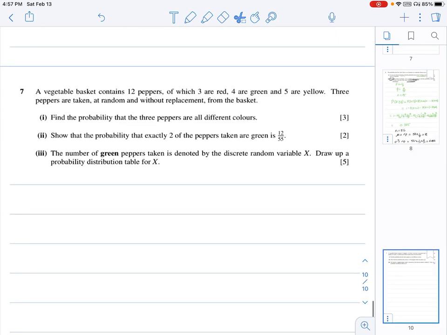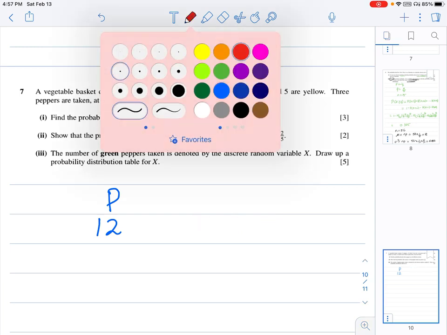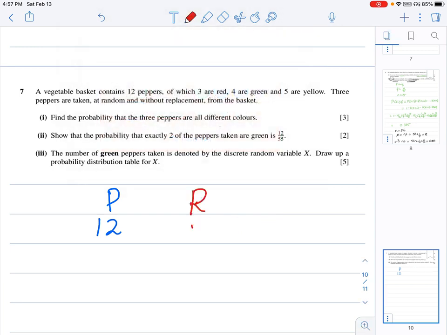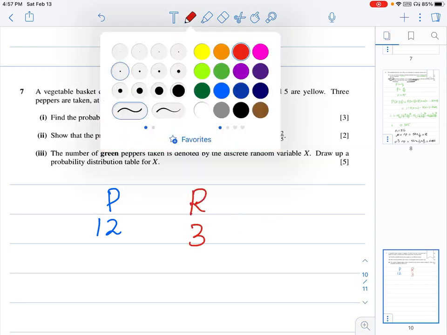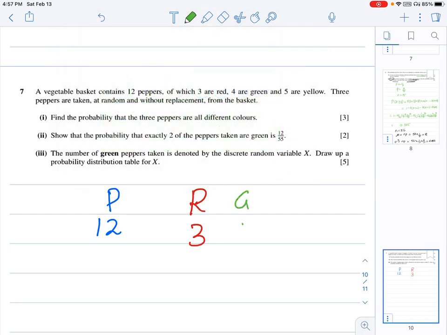Question number 7. A vegetable basket consists of 12 peppers. Peppers how many? 12. Of which 3 are red, 4 are green and yellow are 5. So what I can do is I write in those colors only. Red are 3, green are 4 and yellow is 5.